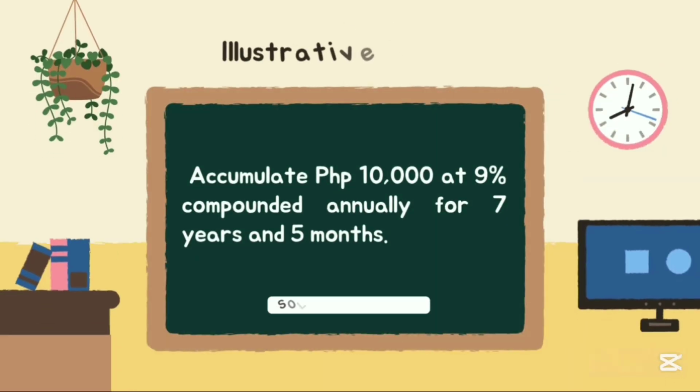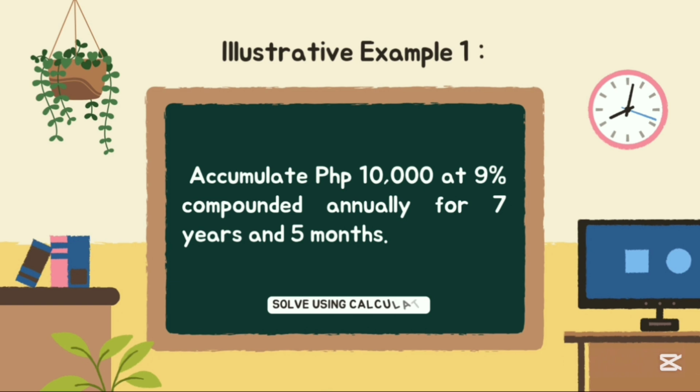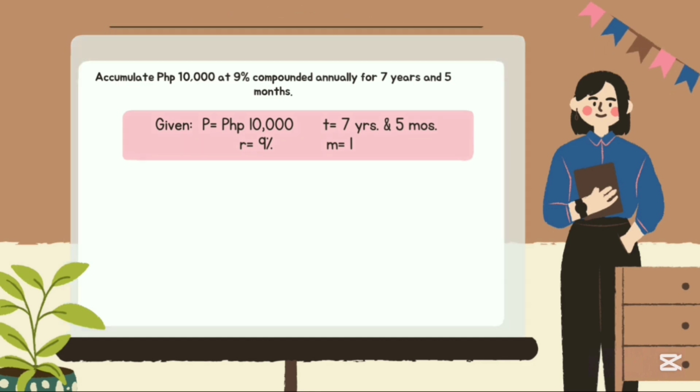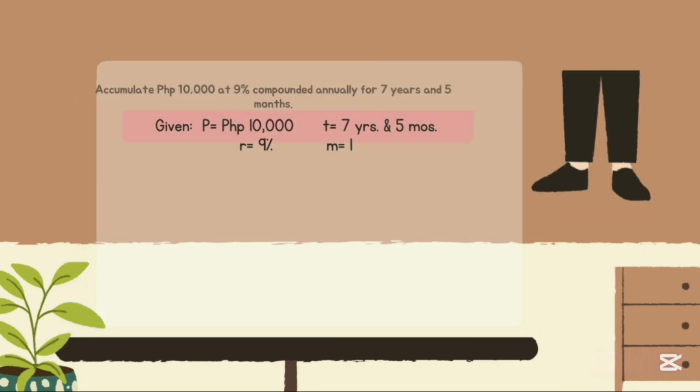Illustrative example. So we have here: accumulate 10,000 pesos at 9% compounded annually for 7 years and 5 months. So we have here the given, the principal, which is equal to 10,000 pesos. The time is 7 years and 5 months. The interest rate here is 9% and M is equal to 1.